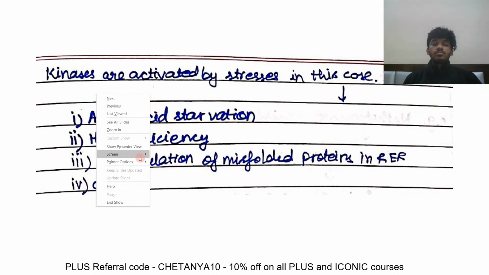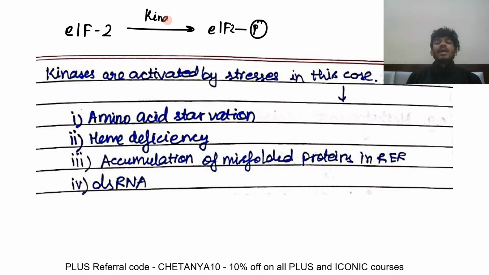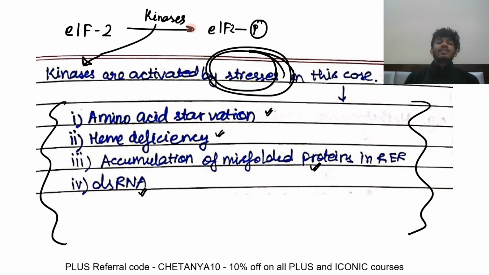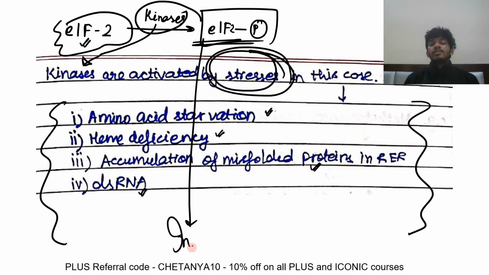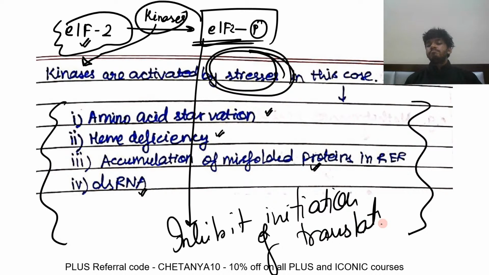In this case, how does the EIF2 get phosphorylated? It has to get phosphorylated by the help of kinases. And how are these kinases activated? They are activated by some stress, for example amino acid starvation, or deficiency of heme, or accumulation of certain misfolded proteins, or presence of double-stranded RNA. All of these are environmental stresses which will activate kinases. Kinases will cause phosphorylation of eukaryotic initiation factor 2, and that will inhibit the initiation of translation. Okay, this much is clear. That is the first point regarding translational level of gene regulation.